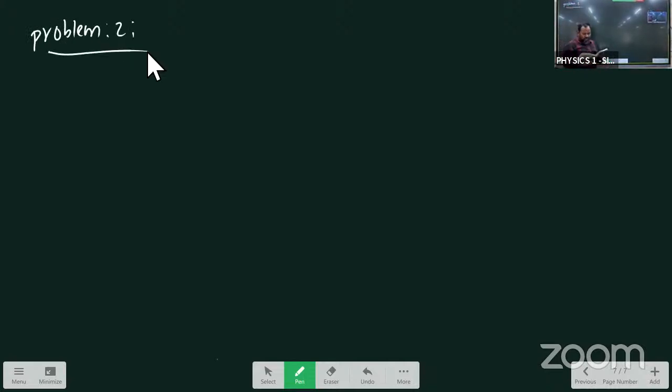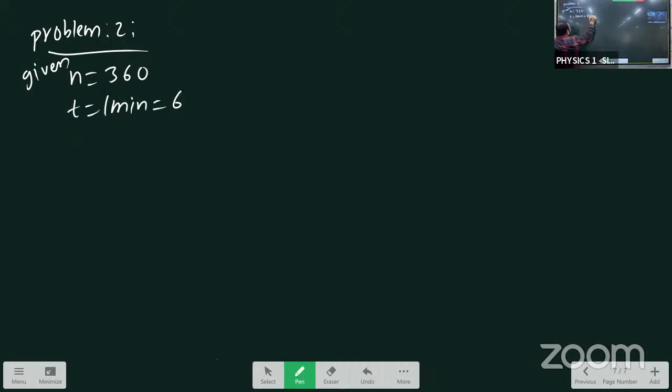Problem number 2. A machine gun fires 360 bullets. Number of bullets: 360. So you write given data. Given data: a gun firing 360 bullets per minute. Per minute is nothing but 60 seconds. And each bullet travels with a velocity of 600 meter per second. 600 meter per second is the velocity of each bullet.